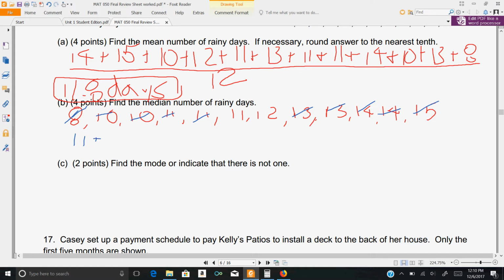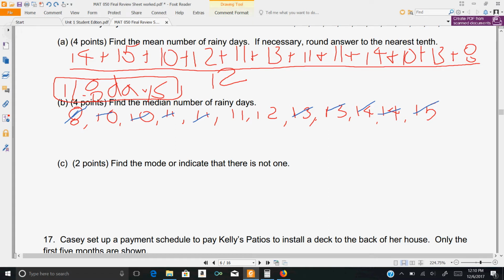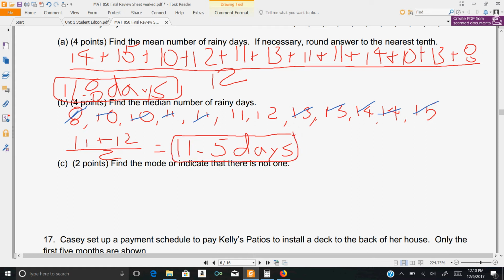11 plus 12 divided by 2. So I get 23 divided by 2. Gives me 11.5. And I'm going to write days. So half the months have more than 11.5 days. Half the months have less than 11.5 days.